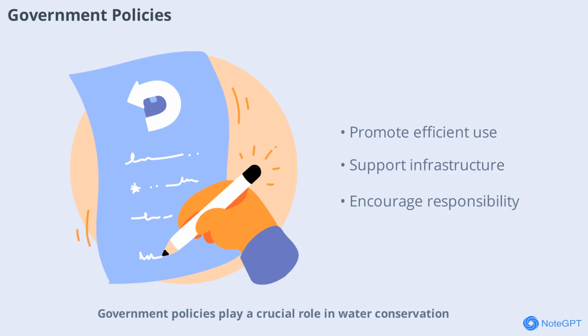Government policies play a crucial role in water conservation. Laws and regulations can promote efficient water use, prevent pollution, and support the development of infrastructure for storage and distribution. Incentives for adopting water-saving technologies and penalties for wastage encourage responsible behavior among users.